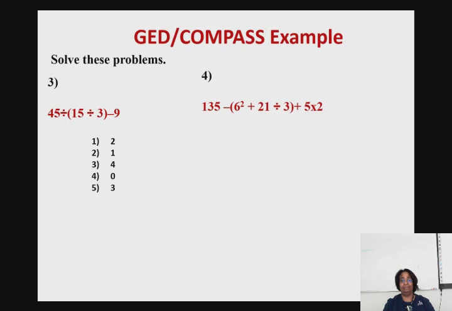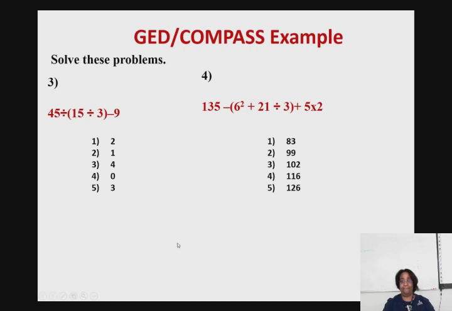Problem number 4, selection 4, right? 0, yeah. Because I get 5 divided by 5, and 45 divided by 5 is 9, and 9 minus 9 is 0. 0 is my answer. Okay, let's go ahead and go to 4.